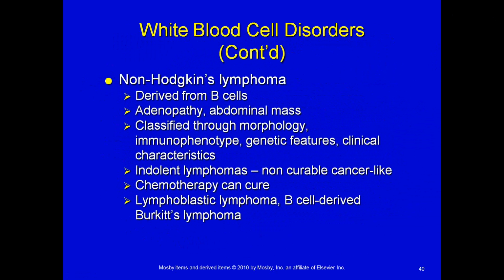Non-Hodgkin's lymphoma is derived from B cells. Those with non-Hodgkin's lymphoma develop swollen lymph glands, which is what adenopathy is. Swollen lymph glands and an abdominal mass. It is classified by the morphology, the presence of the B cells, the immunophenotype, genetic features, and clinical characteristics.